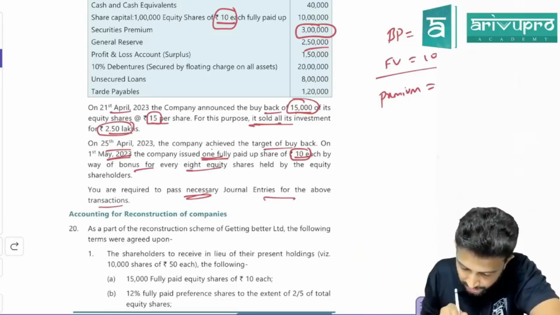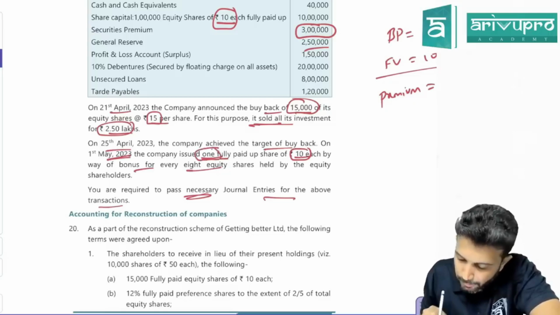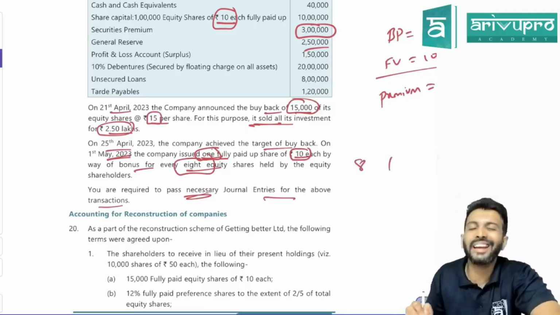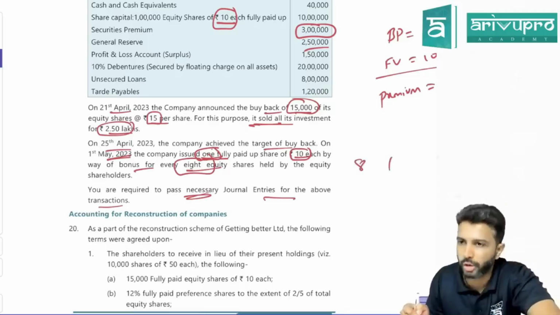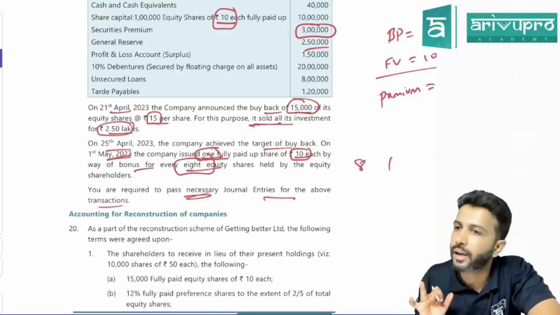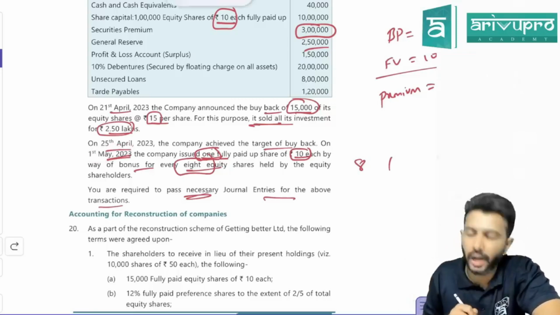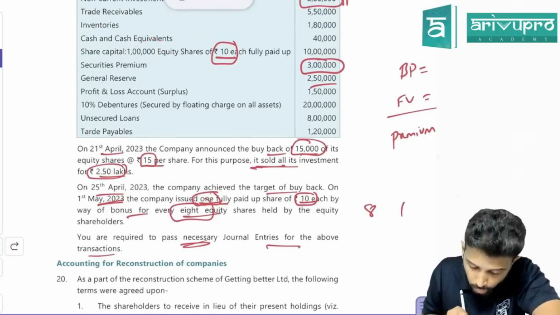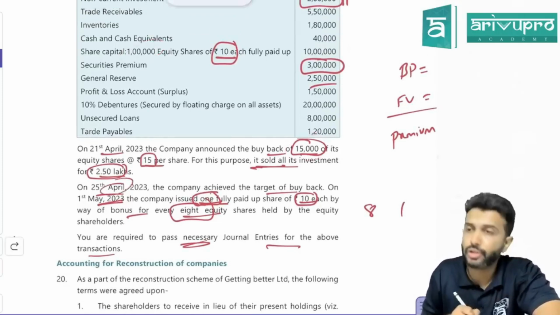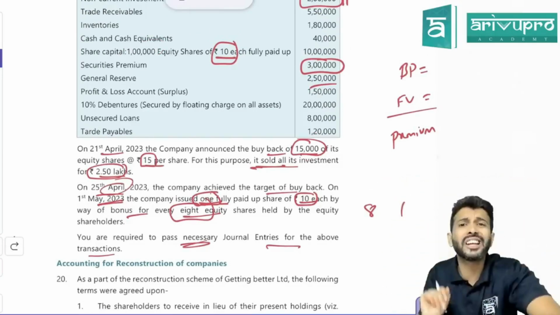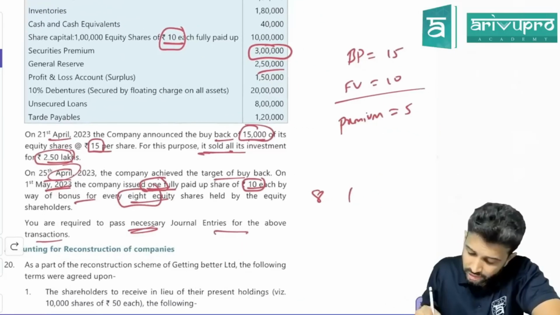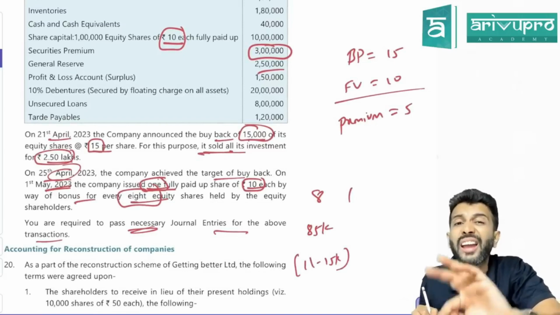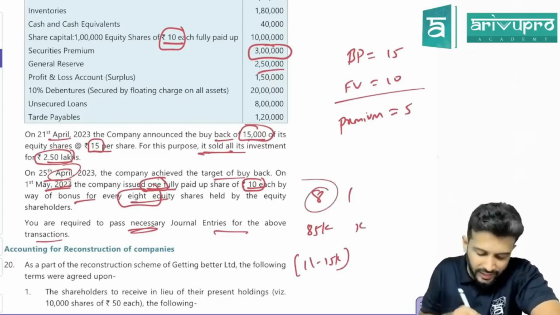So here, how many bonus shares are given? The company will issue 1 fully paid up bonus share of 10 each for every 8 equity shares. So if you are owning 8 shares already, you will get 1 bonus share. That is the question's statement. So when did you go for bonus? 1st May. On 1st May, does the company have 1 lakh shares? No. On 25th itself, you cancelled 15,000 shares. Buying back of shares means cancellation of equity shares. So on 1st May, the company does not have 1 lakh shares. In this, 15,000 is already cancelled. So if you have 8, you will get 1.